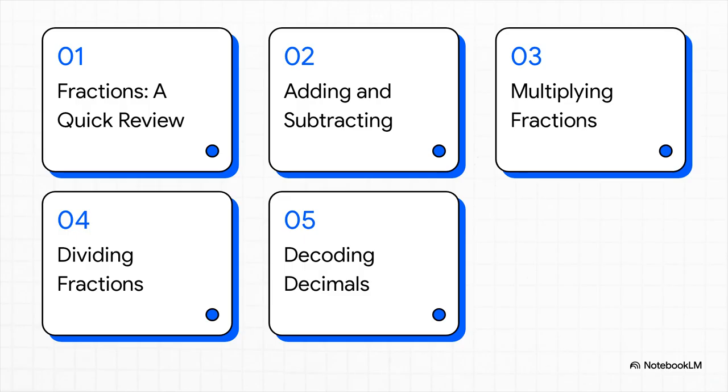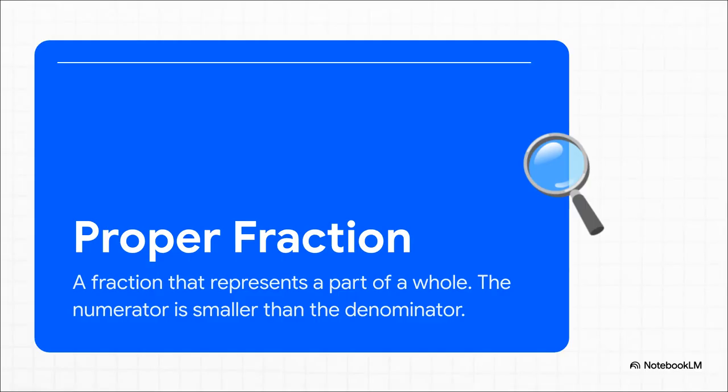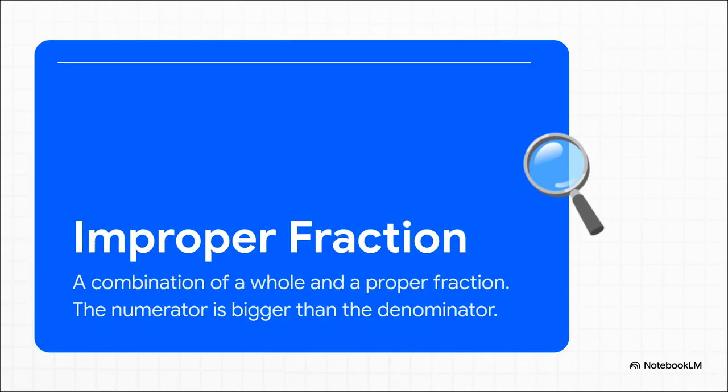Let's jump right in. First things first, let's just do a super quick refresh on the three main types of fractions. Seriously, getting these down is the foundation for everything else we're going to do. All right, so a proper fraction, like 3/5, is always less than one whole thing. Just picture a pizza cut into 5 slices. If you eat 3 of them, you've eaten a proper fraction of that pizza. Simple as that.